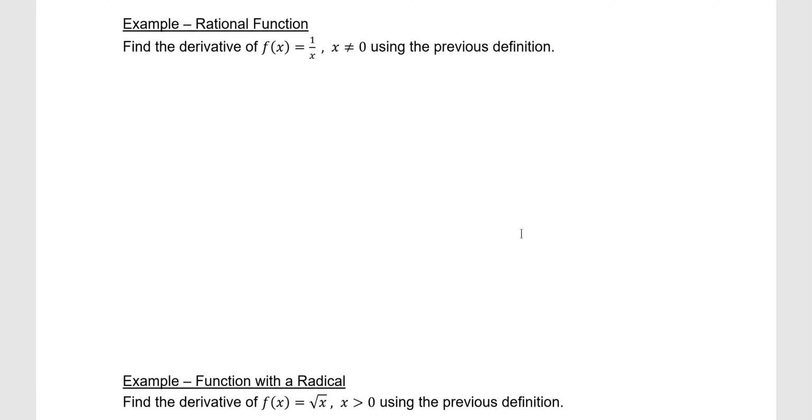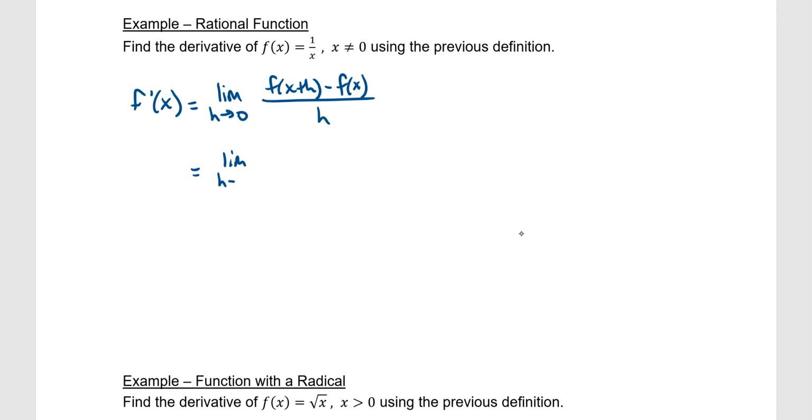Now we're going to be doing the derivative of a rational function. So for this rational function, we want to find the derivative of f of x, which is 1 over x. So let's go ahead and use that same limit definition of the derivative. F prime of x is the limit as h approaches 0 of f of x plus h minus f of x all over h. And let's go ahead and plug it right in right away because it's a little bit easier to plug this in here.